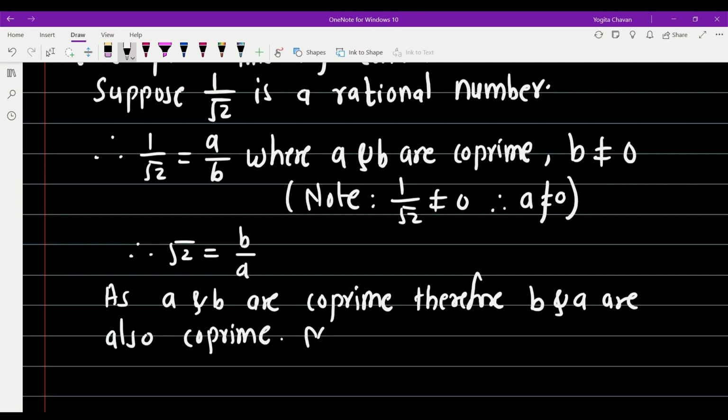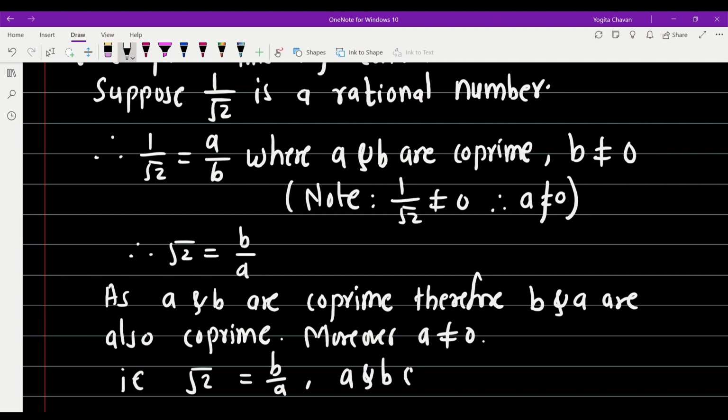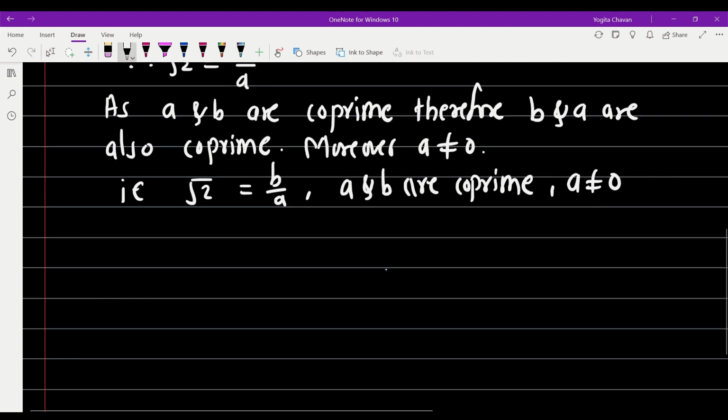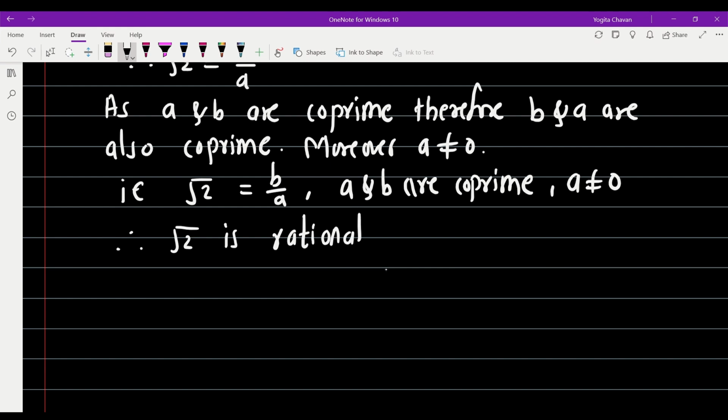And moreover, a is not equal to 0. That is, root 2 is equal to b upon a, a and b are co-prime, a is not equal to 0. Therefore root 2 is a rational number.